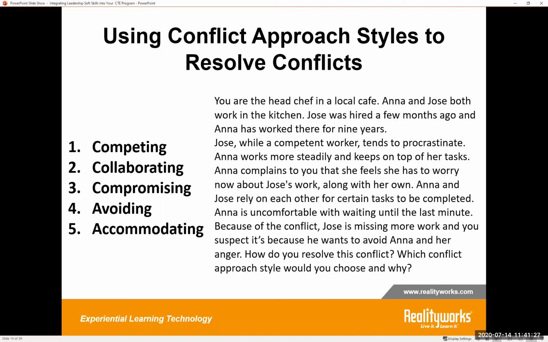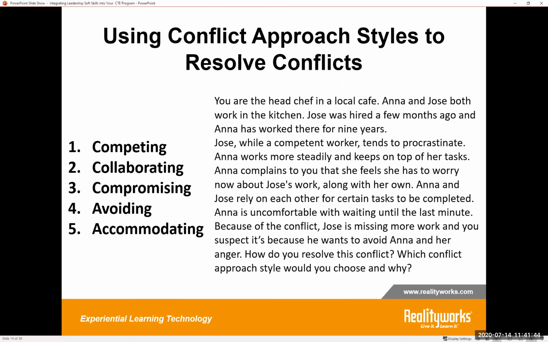And number five is accommodating. For the greater good of the team, a team member may surrender their position. When stakes are low, this can promote unity and foster a productive environment. However, this doesn't work in the long term.